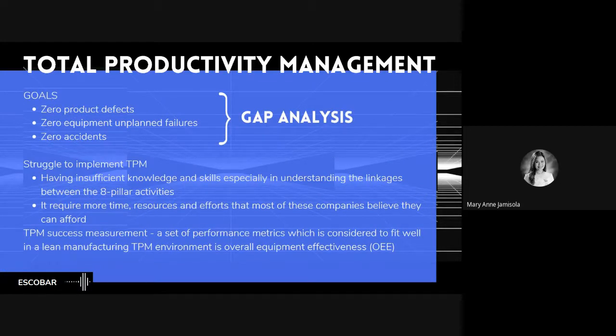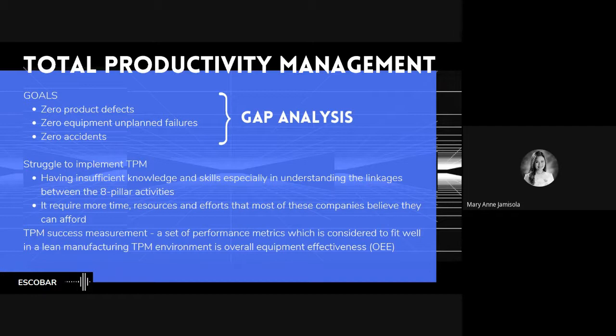The goals of total productivity management are zero product defects, zero equipment and plant failures, and zero accidents. It sets out to achieve these goals by gap analysis of previous historical records of product defects, equipment failures, and accidents. The gap analysis may be done with techniques like the fishbone diagram, cause effect analysis, Y analysis, etc. Based on such analysis, investigation may be undertaken to discover latent problems underlying the gaps.